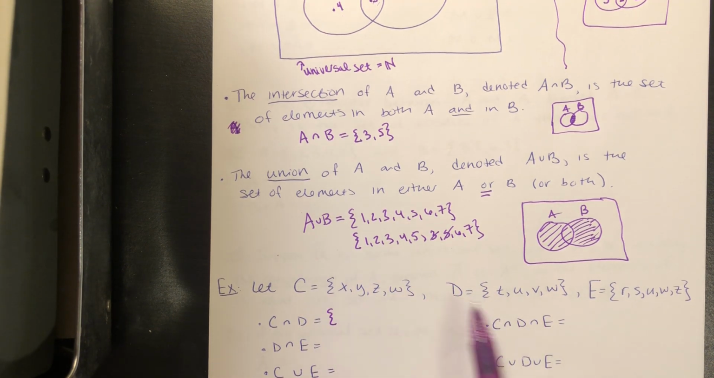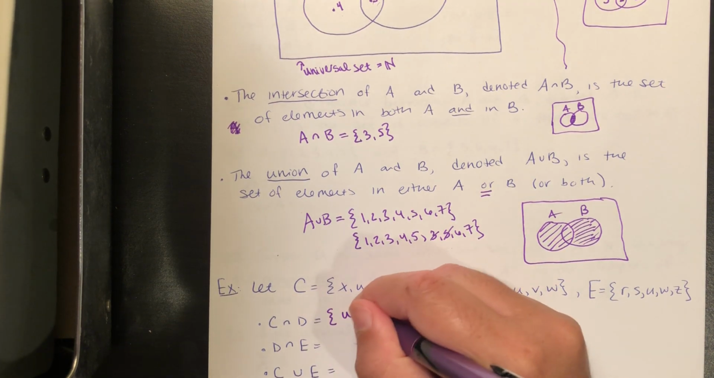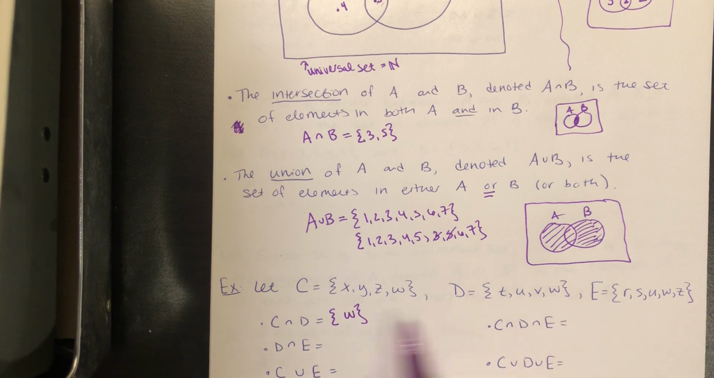Well, it's not going to be X, because X isn't here. It's not going to be Y, because Y is not here. It's not going to be Z. Z's not here. W. W is the only one. Right? Similarly, T, U, and V are not in C, so they're not going to be in the intersection.